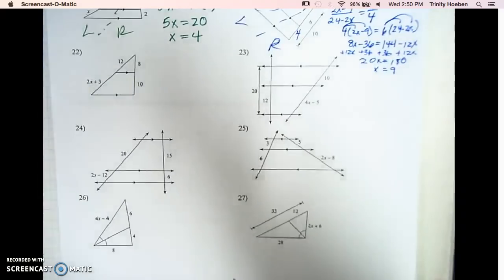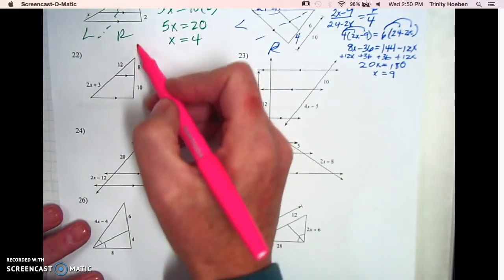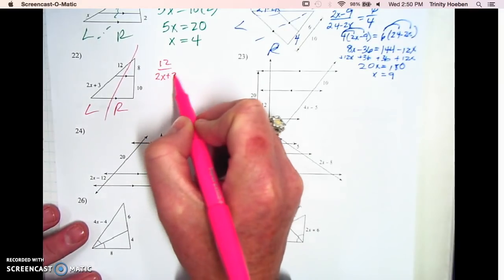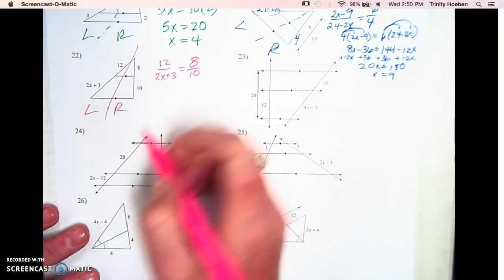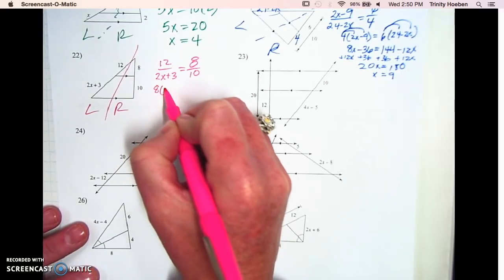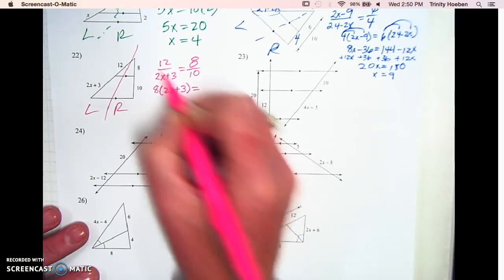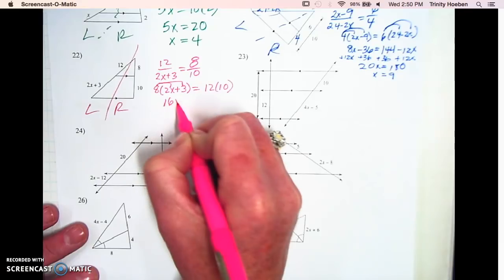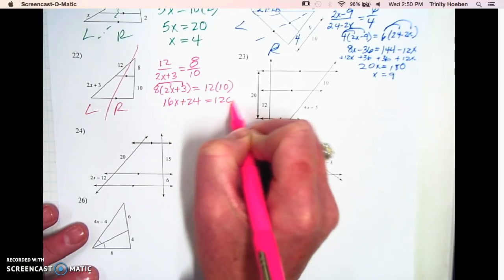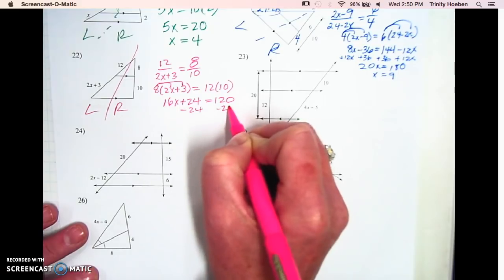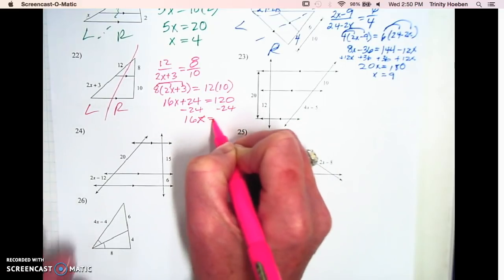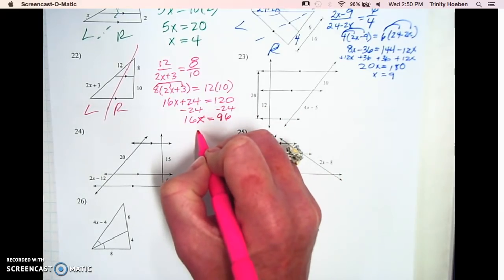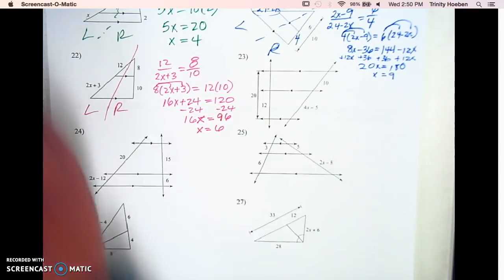Number 22. Seems easy after number 21. Draw your imaginary line, create your left and right, and then set up your proportion. 12 over 2x plus 3 equals 8 over 10. So the cross product will be 8 times 2x plus 3. Set that equal to this diagonal, 12 times 10. Distribute on the left. So you have 16x plus 24 equals 120. Subtract the 24 from both sides. So 16x is equal to, what is that, 96? Divide both sides by 16 and you get x equals 6.